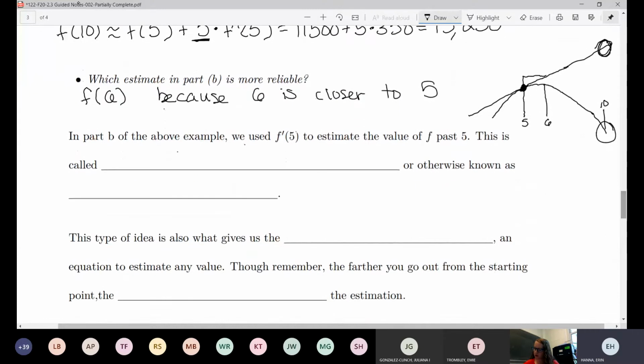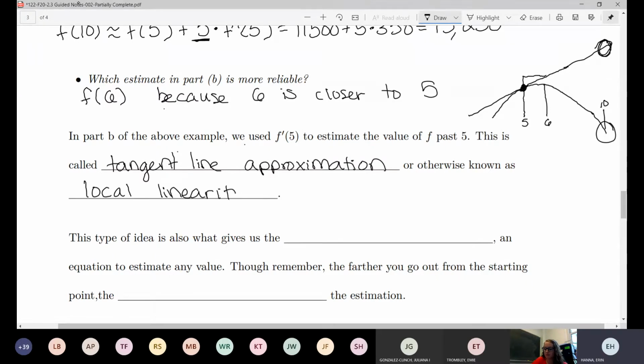So part B that we just did, the one where we were finding f of 6 and f of 10, we used that derivative value to estimate values past 5. This is going to be something called tangent line approximation. Sometimes it's also referred to as local linearity. You will hear me say tangent line approximation before you will ever hear me say local linearity, but in case you see the words local linearity anywhere.